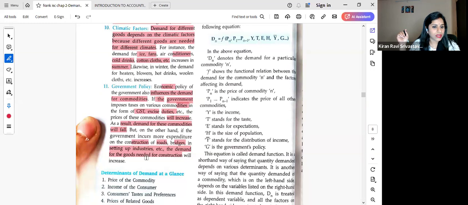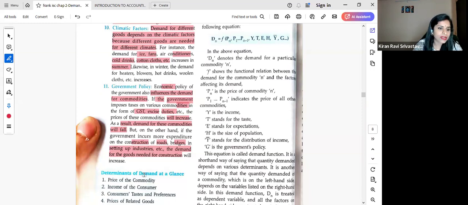NHPC, etc. The prices of these shares increased. Why? Because the demand for such products will increase. So I hope you understood. Taxes will increase, price will increase, demand will fall.